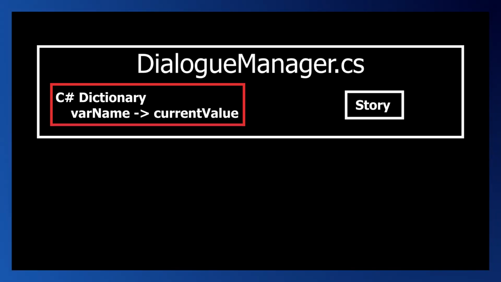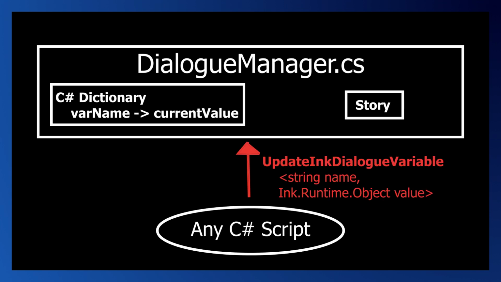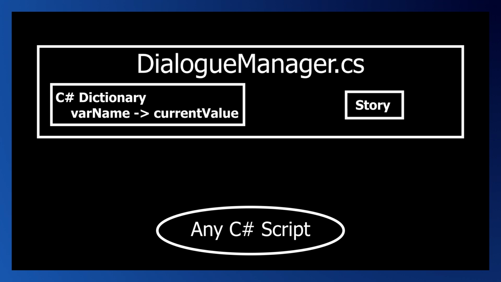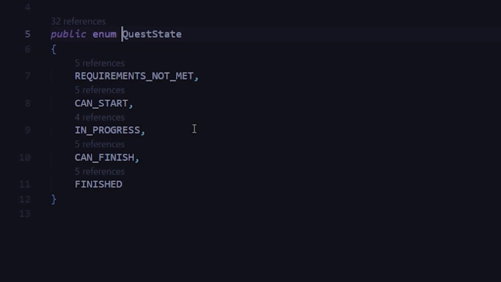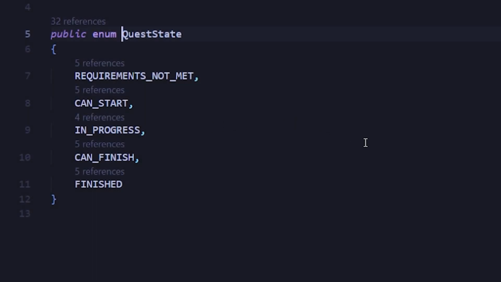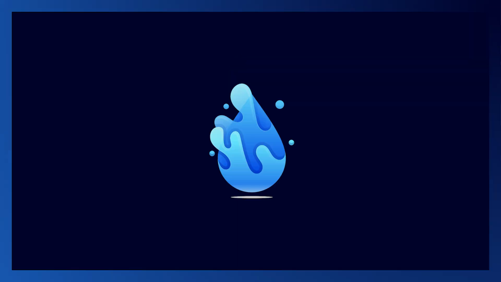Then on the C# side, we'll keep track of the current value of all of those variables depending on what's happening in the game. More specifically, we'll use an event called update Ink dialogue variable that can be sent out from any script in the project, and as the name suggests, the dialogue manager will listen for those events and update the C# dictionary according to the variable name and updated value. And so as long as we keep that C# dictionary up to date with what's happening in the game, it's as easy as setting those current values on our story object anytime we enter dialogue. And with that, our story object will keep up to date with what's happening in our game, which later in this video we'll be implementing so that our dialogue is aware of the progress state for any given quest. And that's how this is all going to work.